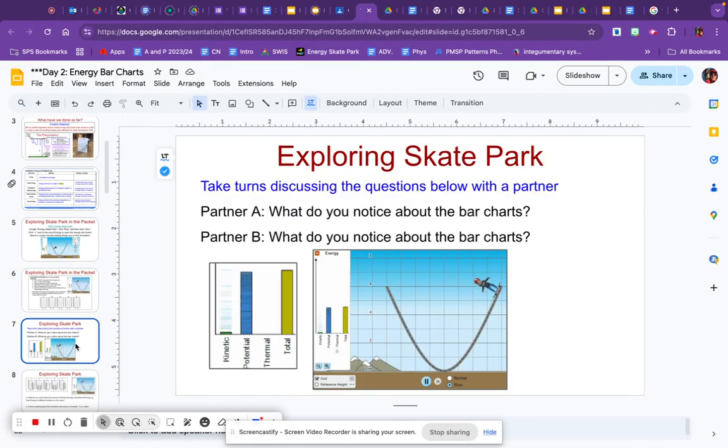And then you're just going to take turns with your partner, or maybe you can just take a look. What do you notice about the bar charts? That they always equal the total. They are going up and down depending on where the skater is. Okay, so when you're up at positions 1 and 5, it is all potential. See right there? And then we reach 2 and 4. It is half kinetic, half potential. And then we're down here at position 3. Watch this. It's all kinetic. There's no gravitational potential because the skater is not above ground.